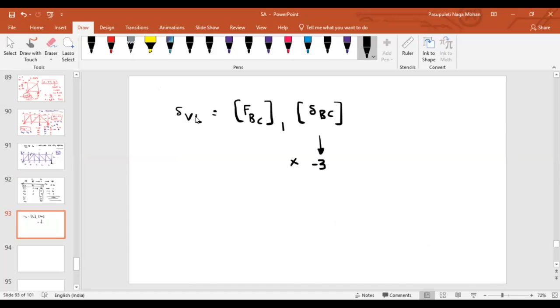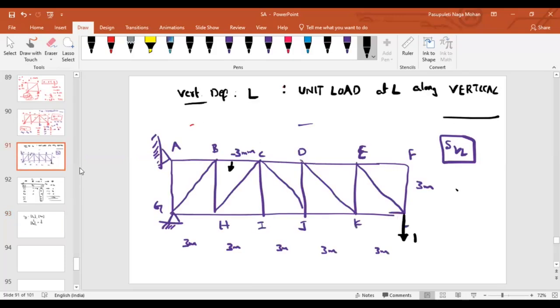Now what do we have to find out? We have to find the force in BC due to unit load. We apply the unit load where we want the vertical deflection, so first I will apply the vertical load at L. Because of this vertical load, tell me the force generated in member BC. You have to tell me within 2 minutes. How will you find it? There is a unit load acting at L; how will you find the force in member BC?